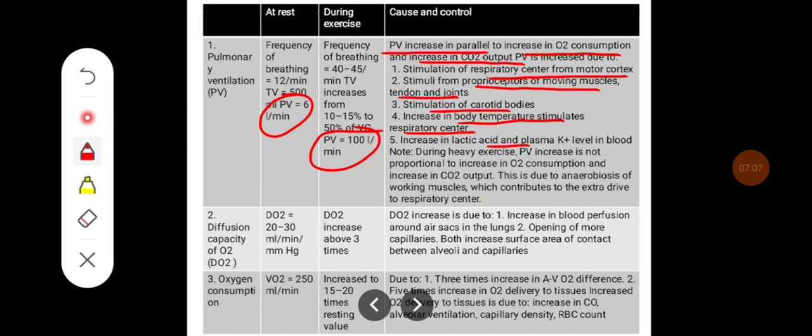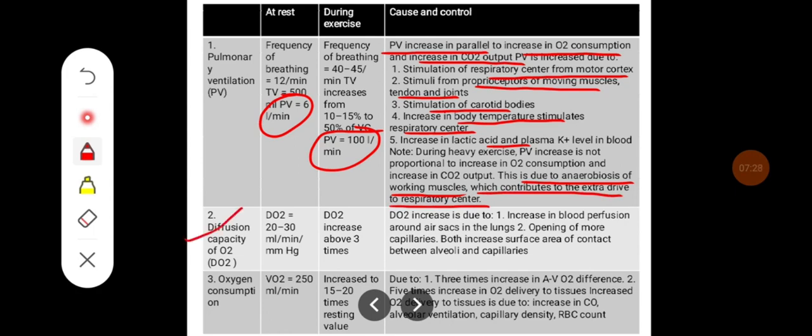Note that during heavy exercise, the pulmonary ventilation increase is not proportional to the increase in oxygen consumption and increase in carbon dioxide output. This is due to the anaerobiosis of working muscles, which contributes to extra drive to respiratory centers.